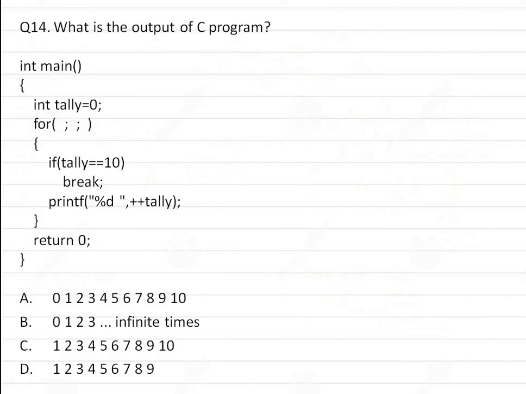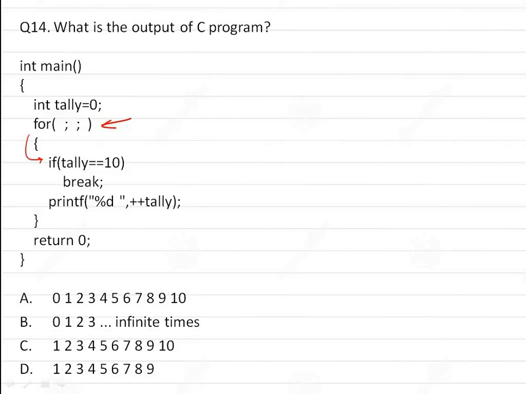Then the 14th question. Again, we have this for loop. This is totally correct. We can define a for loop like this without any initialization, update or test expression. The compiler will see that this is an empty loop. It will directly go into this for loop, and then we have put a break statement.